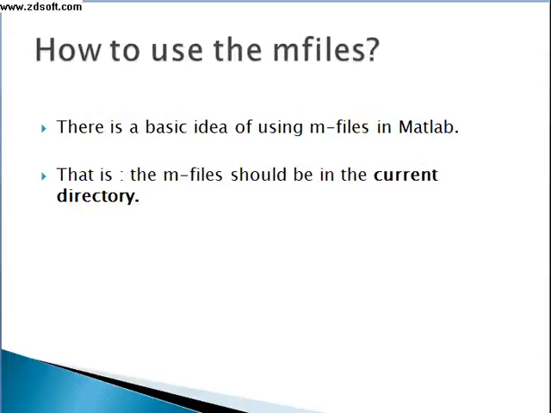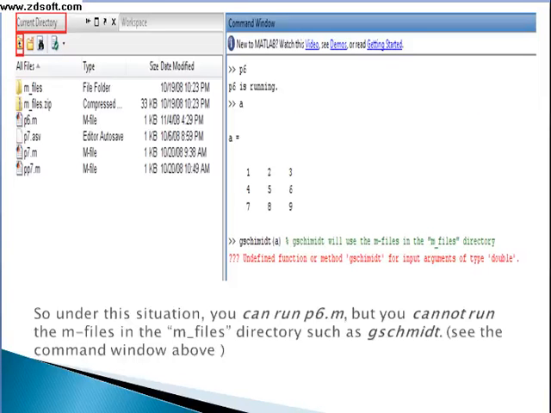Now, how to use the M files? The basic idea of using M files in MATLAB is that the M files should be in the current directory. See, here is a screenshot of that. It is a screenshot of a MATLAB command window with the current directory. In the red box you can see the current directory. It contains all the M files with the extension .m and the folders of the M files.